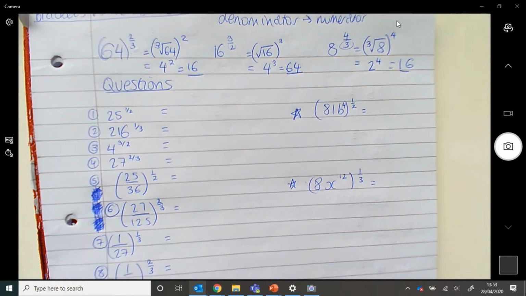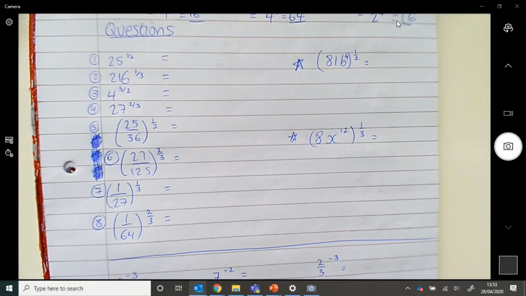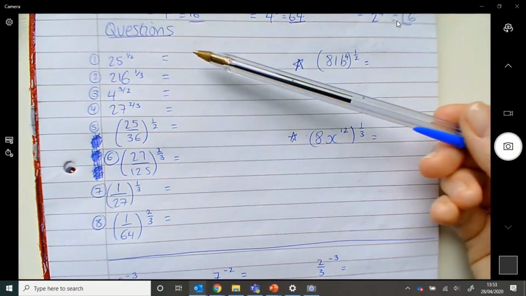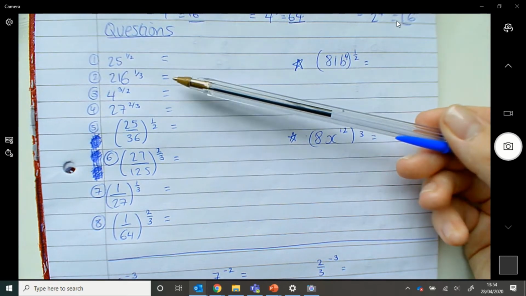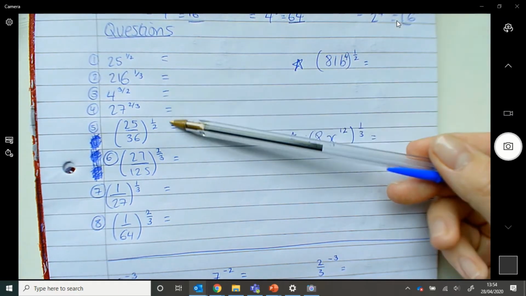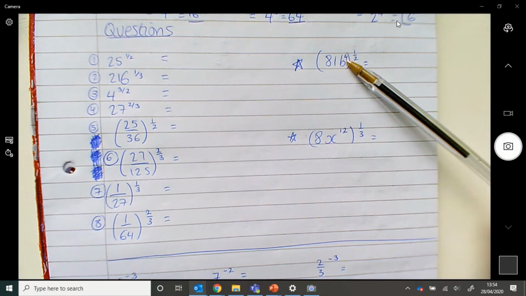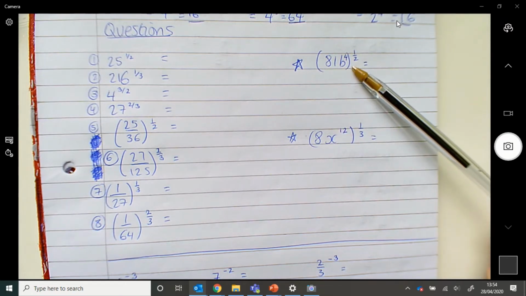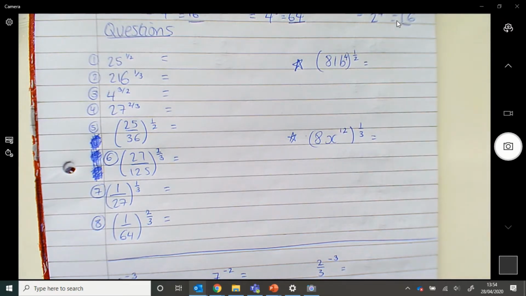Okay, there are now 8 questions and 2 stretch questions appearing on your screen. 25 to the power of a half, 216 to the power of a third, 4 to the power of 3 over 2, and so on. And then these 2 stretch questions on the right, that is a b and not a 6 inside that bracket there. Okay, please pause the video and have a go at those 8 questions.